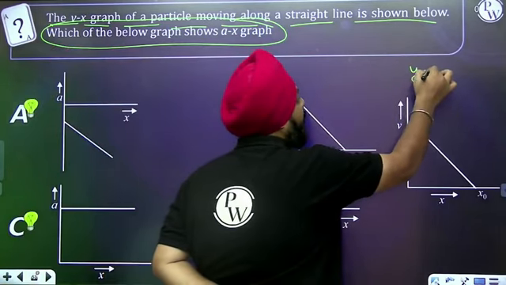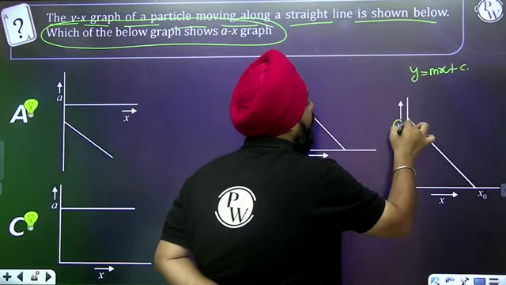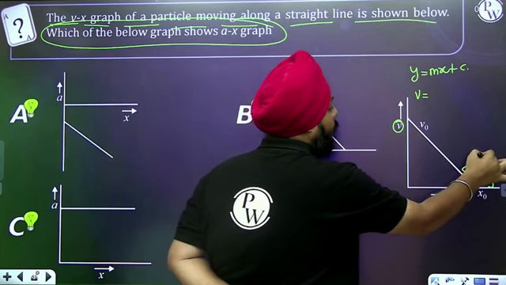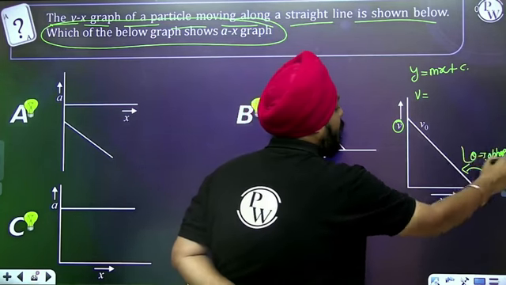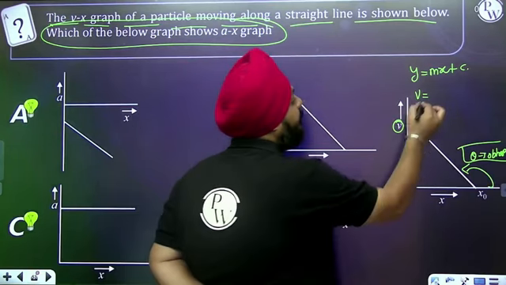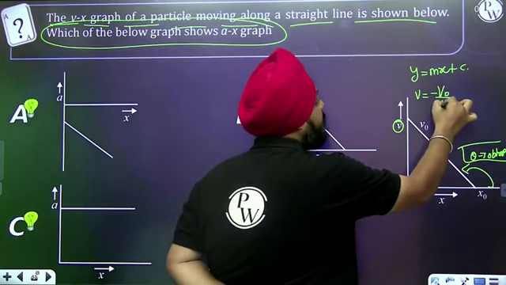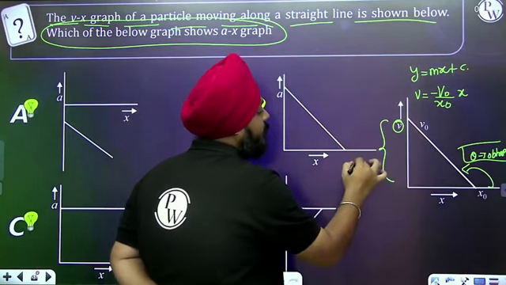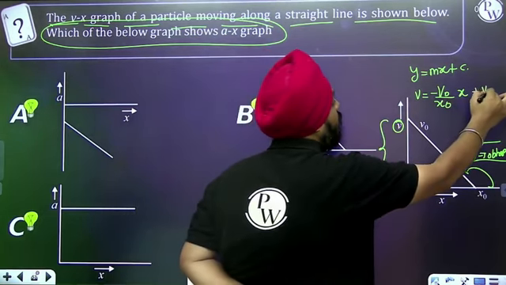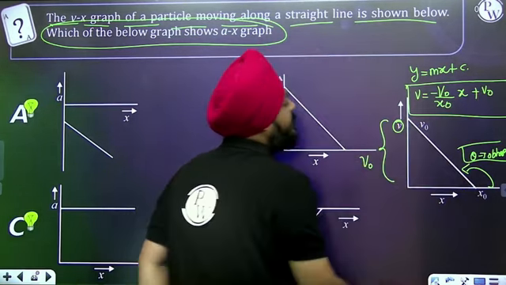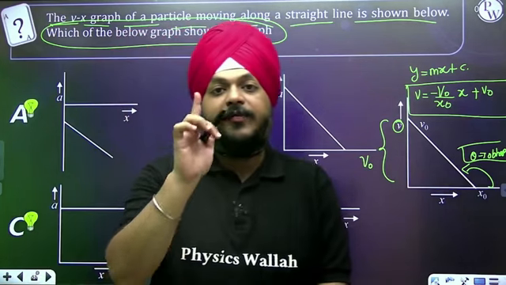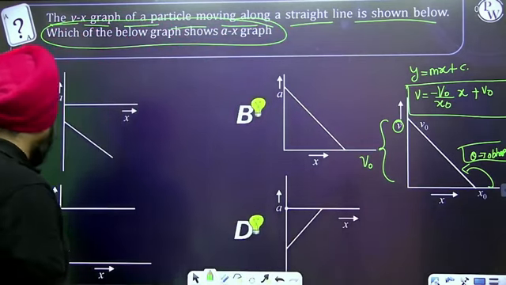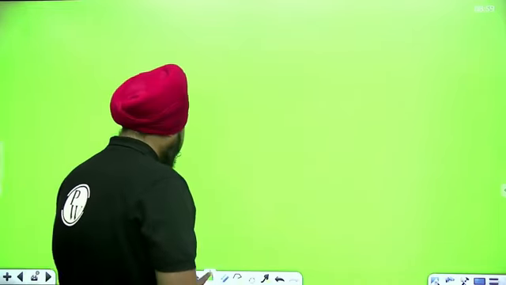According to the formula, y is equal to mx plus c. On the y-axis we have velocity. The slope, theta, is obtuse, so the slope will be negative: negative of v0 by x0. On the x-axis we have x, and this is the intercept v0. Second step successfully completed. In the first step we identified the nature of the graph as a straight line, in the second step we obtained the relevant equation. Now, third step, we have to use the relevant calculus method.